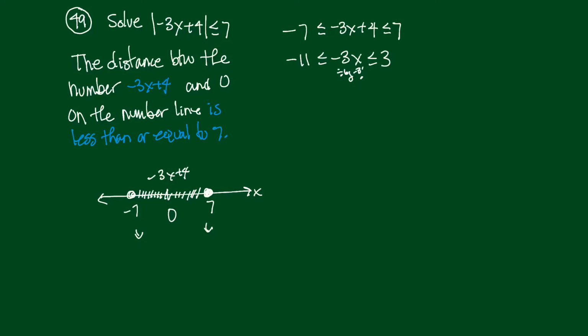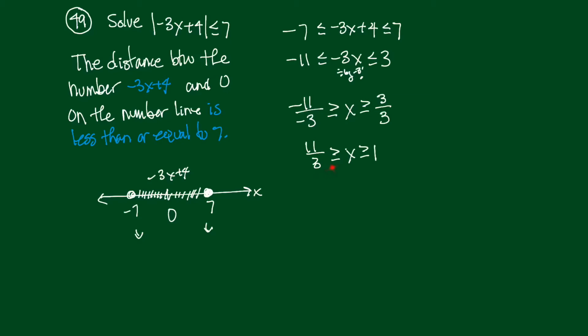Alert. Oh, now look at this. We're dividing by a negative, so we know we're going to change the direction of those inequality symbols. So now we are looking at this. If I divide by negative 3, well, I'll show it here. Negative 11 over negative 3 greater than or equal to x greater than or equal to 3 divided by negative 3. And this gives us 11 over 3 greater than or equal to x greater than or equal to 1.